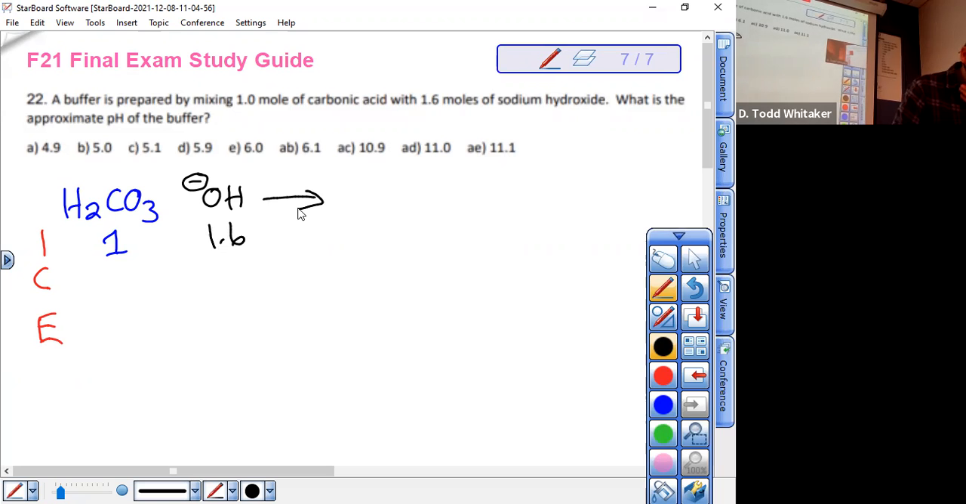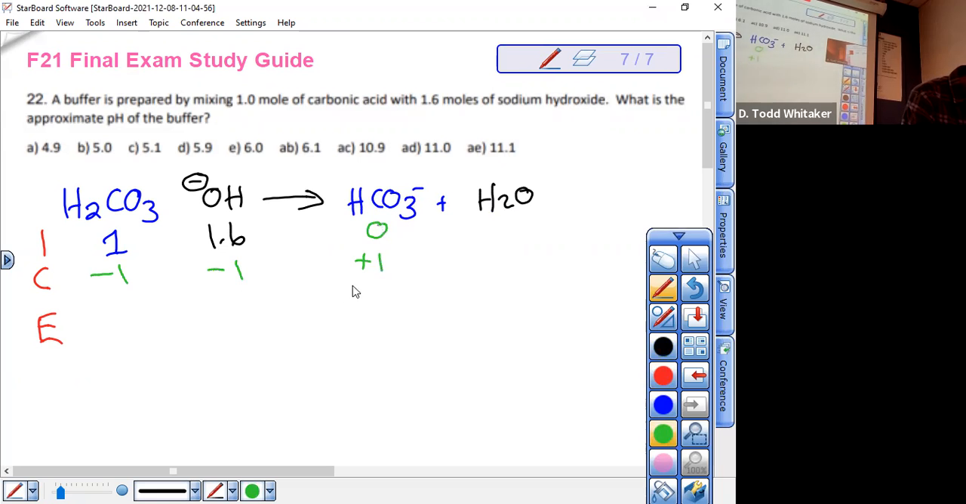And so you're going to make what? You're going to make HCO3 negative and water, but I don't care about the water. So you're going to lose 1 because that's the limiting reactant, and gain 1. There you go. ICE problem number 1 is done.